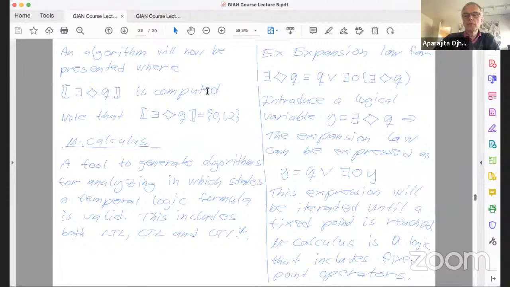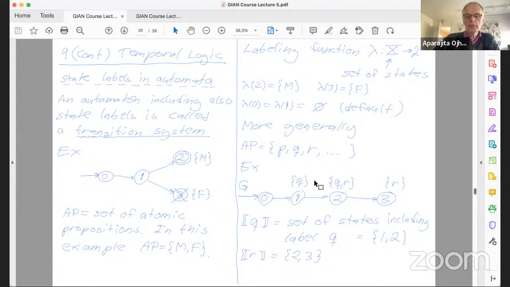And just to repeat what that means, we can see here that in this automaton, this is valid in states 0, 1, and 2, because in state 0 you will eventually get Q. But in this state, eventually Q is not possible because there is no state in the future where Q is true.